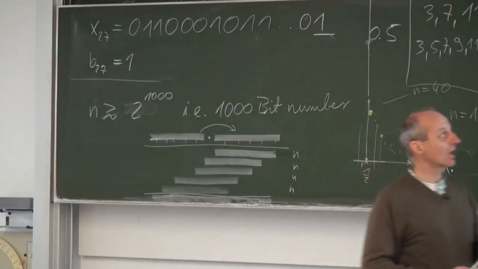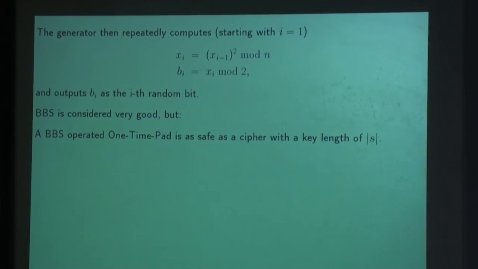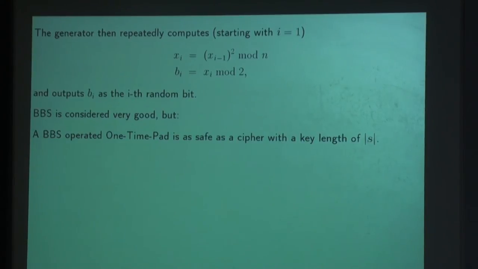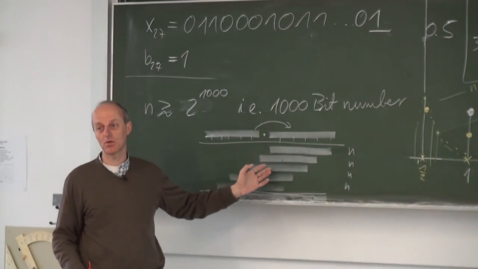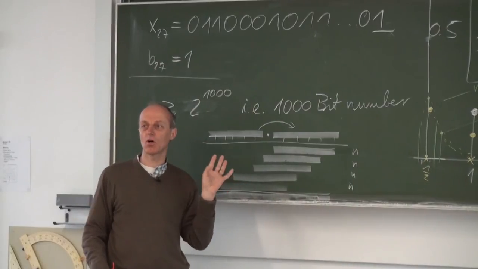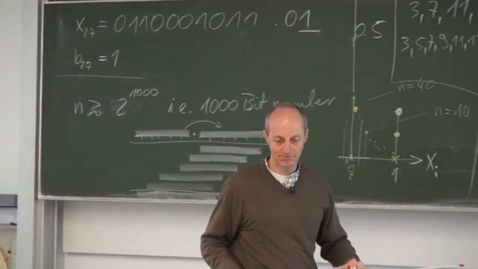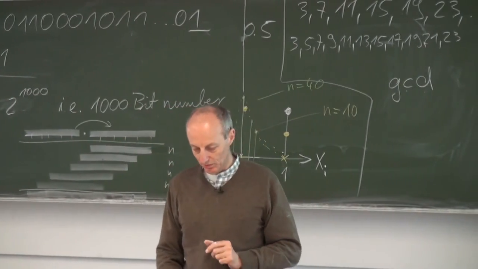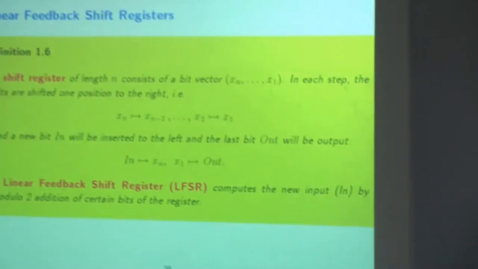So you see, this costs you quite a bit of time because the length of these XI is 1,000 bit. If you do it on bit level, you would have to do about 1,000,000 bit multiplications. I mean, this is not a matter of hours, but it's a matter of milliseconds up to seconds, depending on your computer.